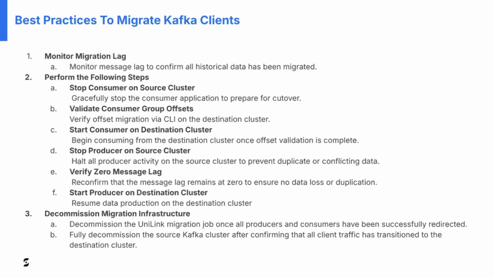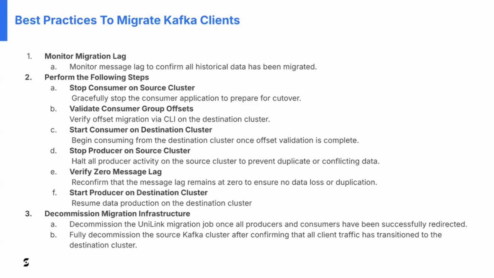And then there is a series of steps, I would say. We recommend following a certain specific order. It always makes it a little more graceful to switch over your clients. You start with stopping your consumers on source cluster. And this would be prepping for the cutover. And I think the next step would be more about validating your consumer group offsets.